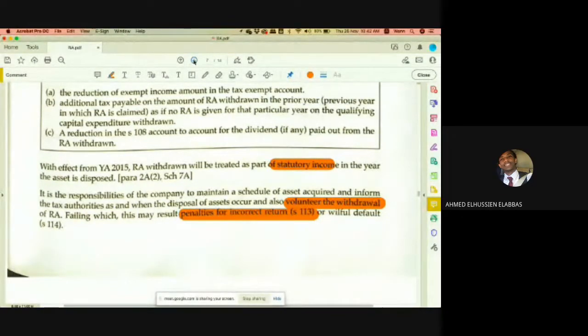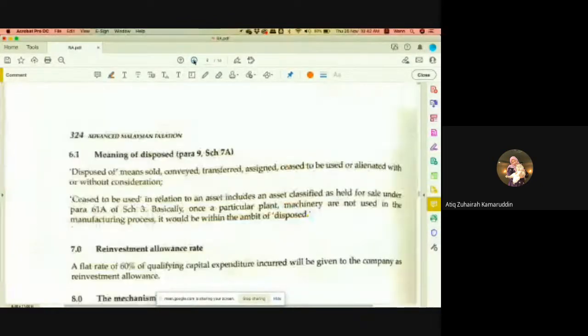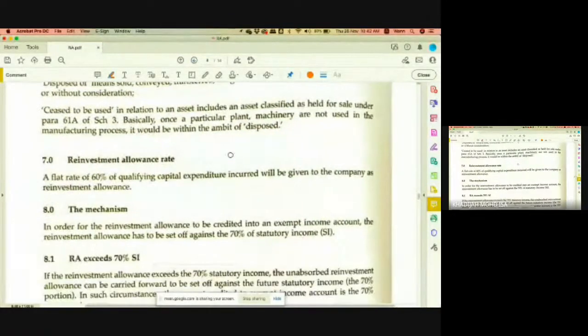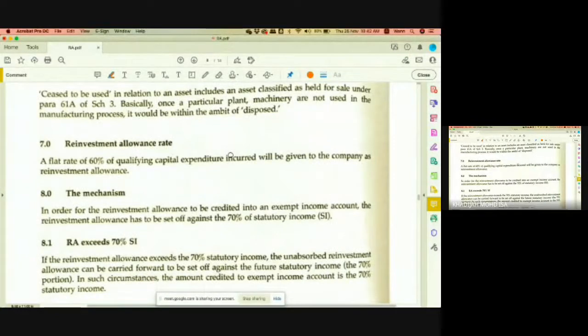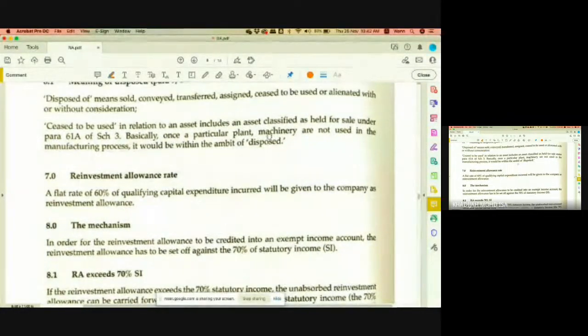Yes, madam. Yes, madam. Okay, this is what you mean by disposal. All right, so even though you do not use the asset in the business, it's regarded as disposed.